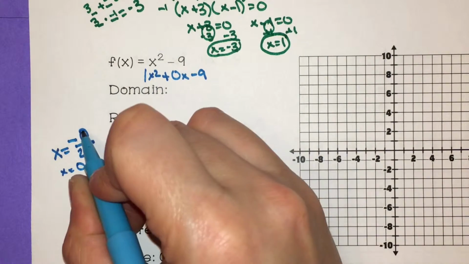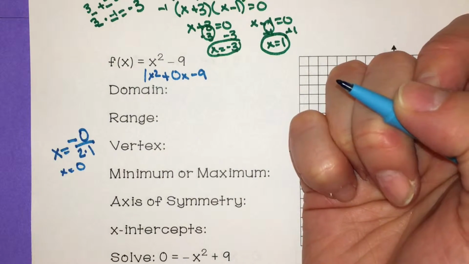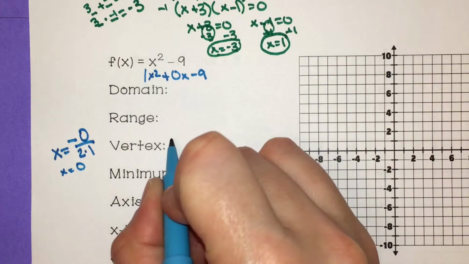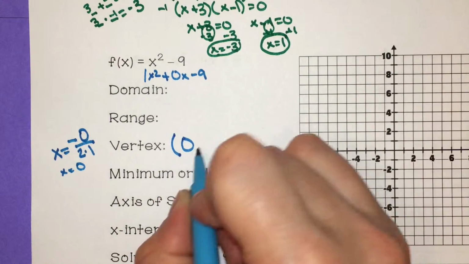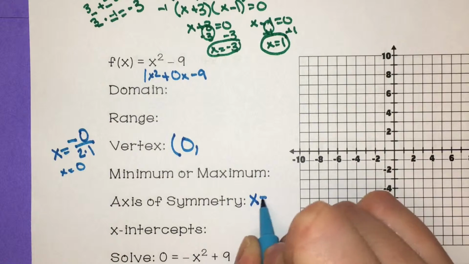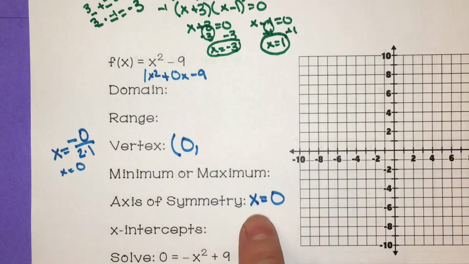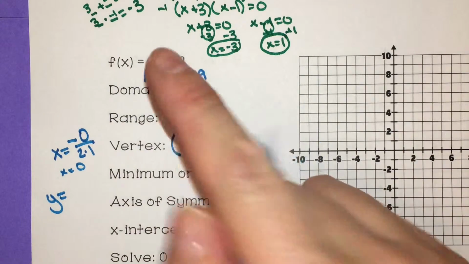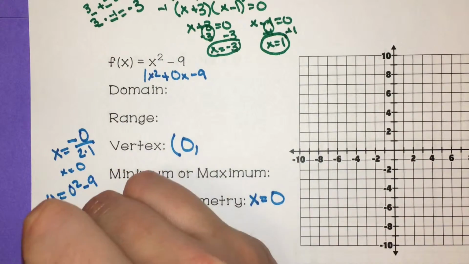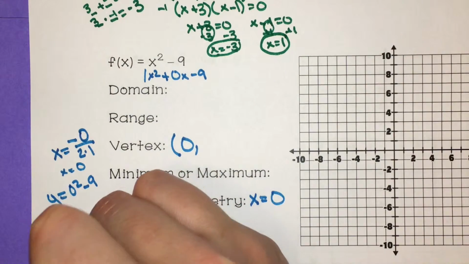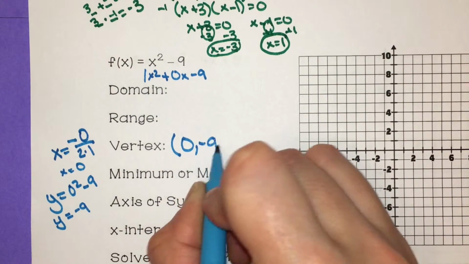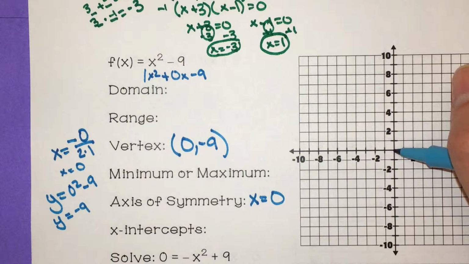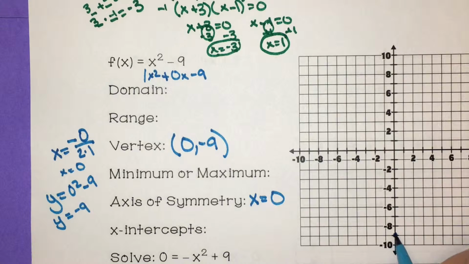So that gives me x equals 0 because, well, negative 0 is just 0, and 0 divided by anything is 0. So for my vertex, the x value is 0. That means my axis of symmetry is x equals 0. To find the y value, I'm just going to plug 0 in for x. So I have 0 squared minus 9. 0 minus 9 is just negative 9. So the y value is negative 9. So that tells me x is 0, y is negative 9, way down here.